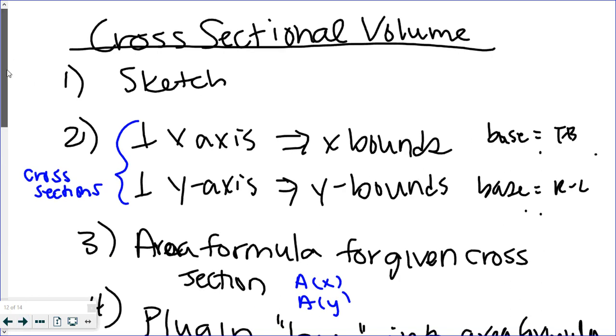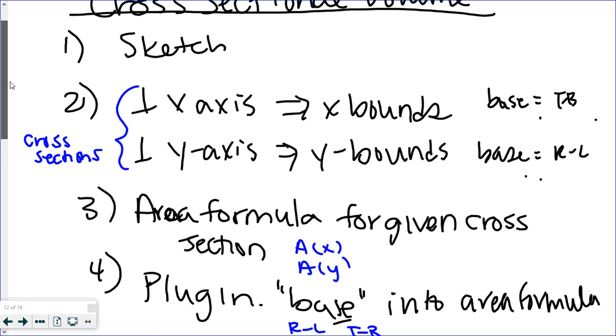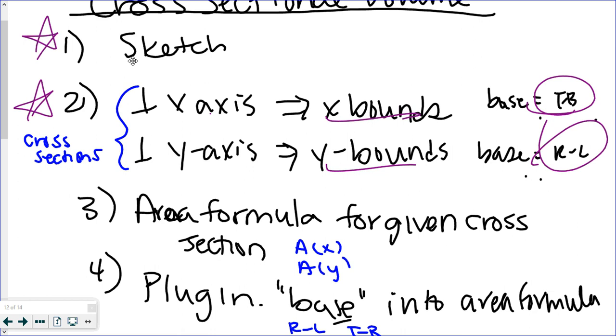I do have some steps here kind of written out for you to follow if you need it at the end of the notes here. And they follow similarly to what I've said before in the past. Number one is the sketch. I didn't label this as number two, but number two is you need to figure out if it's x bounds or y bounds, if you're doing top minus bottom or right minus left. And all the examples I've done in the video were x bounds. There is one problem in the notes that is y bounds, so maybe try that one on your own.